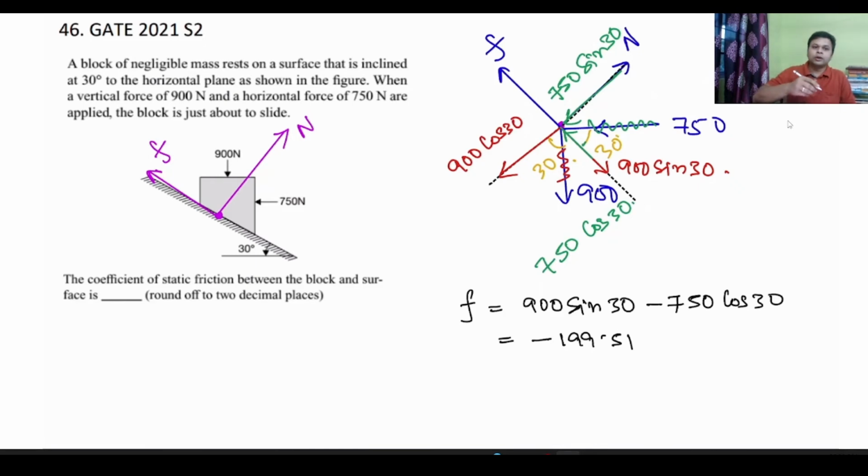So minus means actually the block has a tendency to move up. So the direction of friction is downwards. No problem, this will not affect the value of our mu.